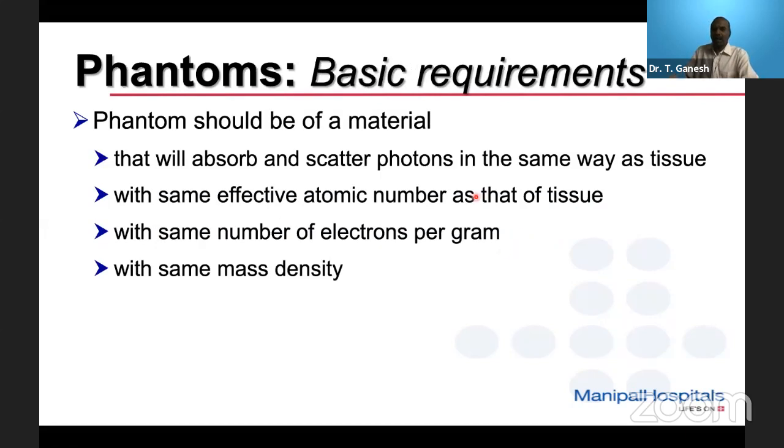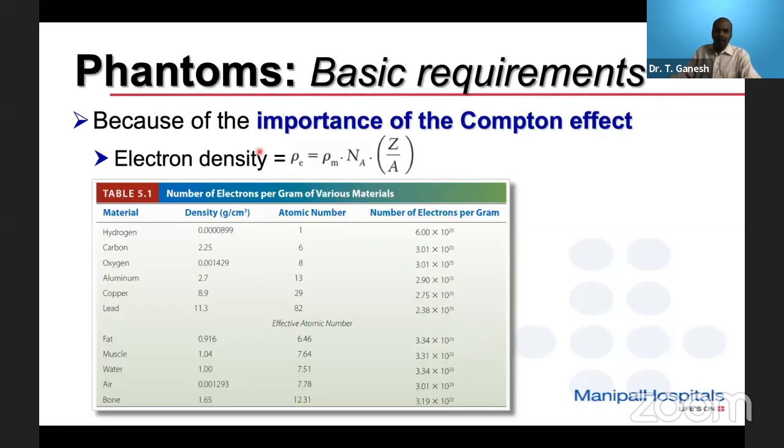What are the basic requirements for a phantom material? It should absorb and scatter photons in the same way as tissue. It should have the same effective atomic number as the tissue. Importantly, it should have the same number of electrons per gram, in other words the same electron density as the tissue. The phantom material should also have the same mass density as tissue. Most important of all these requirements is the electron density.